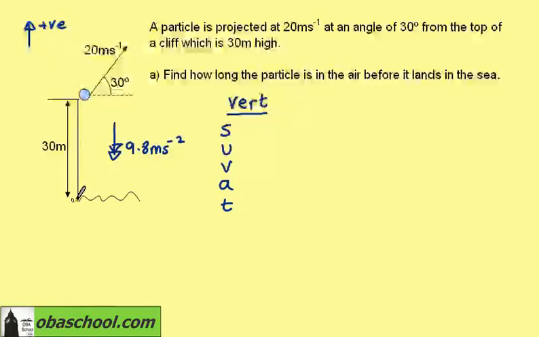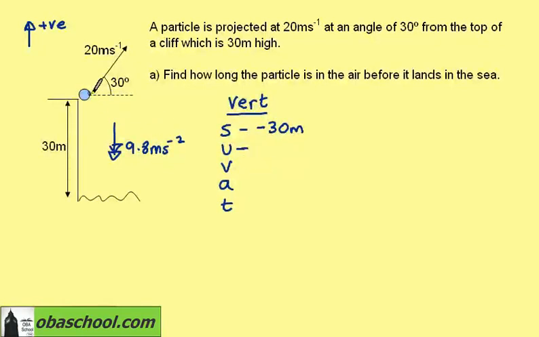This is 30 meters below the point of projection, so the point of projection is taken as the 0 point, 30 meters below, with upwards taken as positive, means that S is minus 30 meters. So minus 30 meters represents 30 meters below the point of projection.